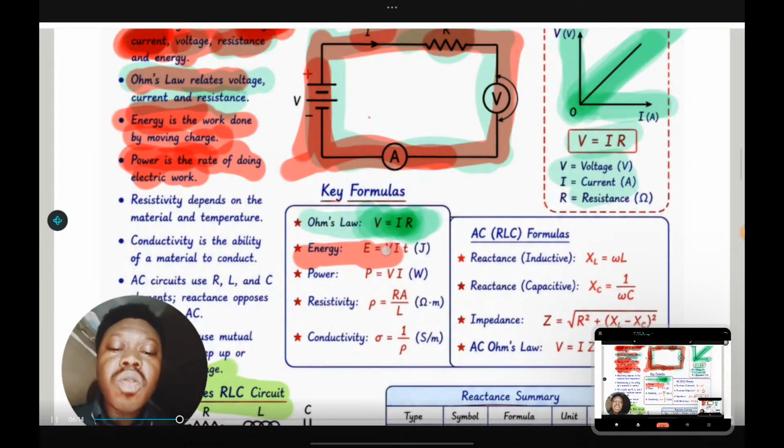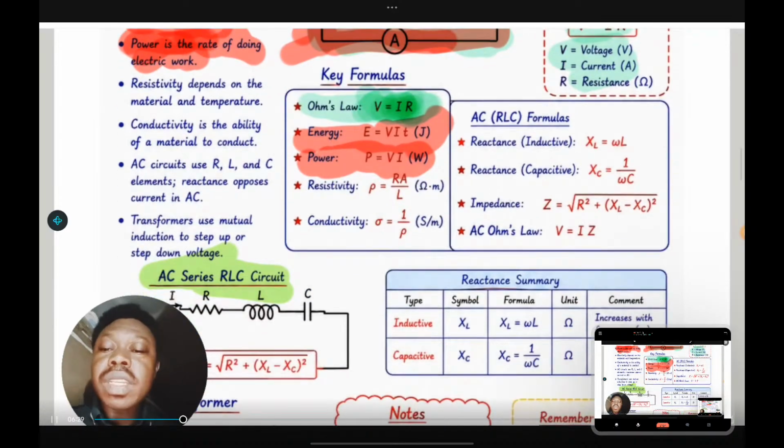Then for energy, E equals VIT, and it is measured in joules. The same thing with work done. Then power equals VI. Take note of that. That is current multiplied by voltage to give you power. Please take note of all this.